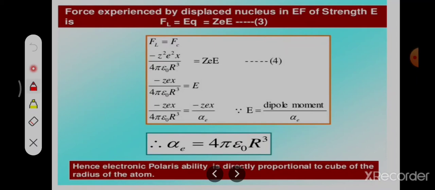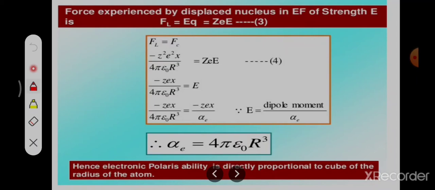We know the formula capital E is equal to dipole moment divided by alpha E. Here dipole moment mu is equal to minus Z into e x. By substituting the E value in the above equation, we get minus Z into e x divided by 4 pi epsilon naught into capital R cube is equal to minus Z into e x divided by alpha E. From this, alpha E is equal to 4 pi epsilon naught into capital R cube.